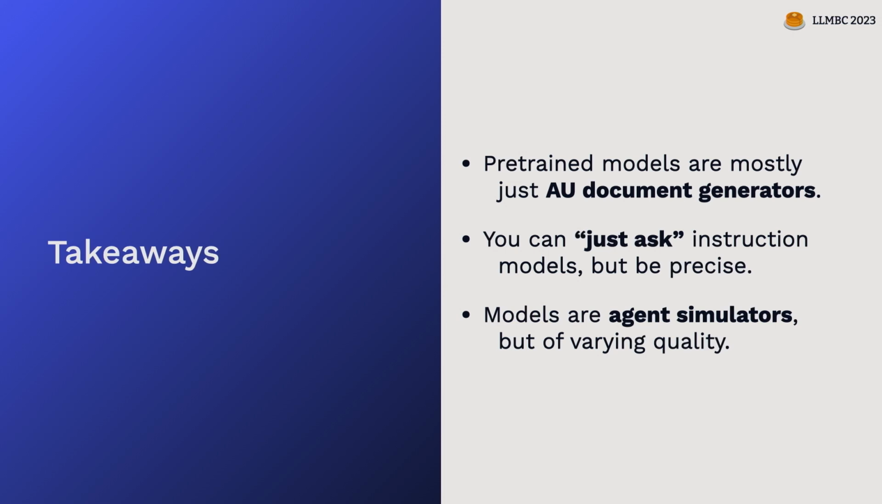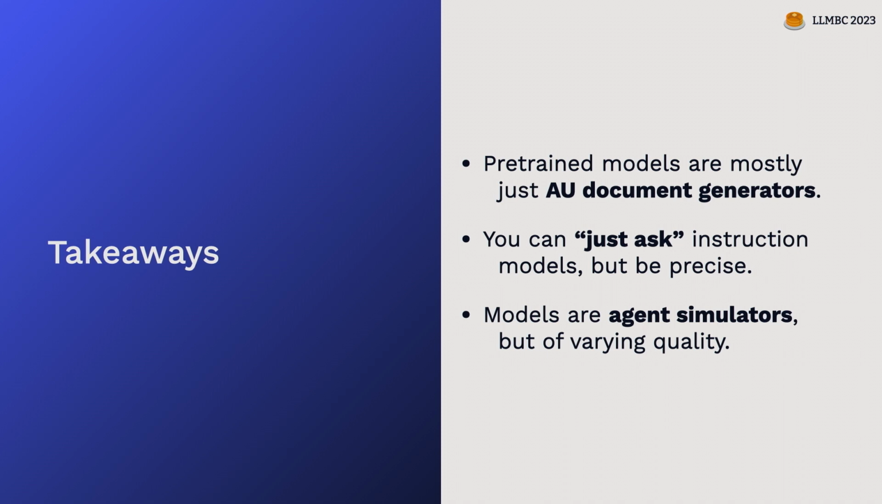So, takeaways on the intuition front. Mostly, you can think of pre-trained models, especially models before instruction fine-tuning, as being really good at generating documents that look like something you might find on the internet. After instruction fine-tuning, models gain the capability to where you can just ask it for what you want. But the key is you have to be really precise about what you want. Otherwise, the model will just imagine what you want, and that might not be the exact thing.